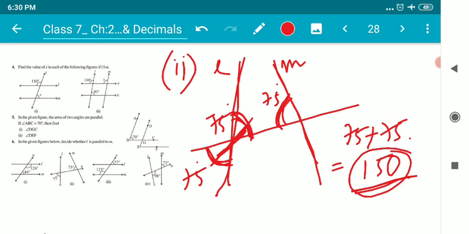That's all. I hope, children, it is clear to everybody. This is how we have to deal with such properties of parallel lines, the figures of parallel lines. If it is not clear, please let me know. I'll surely try to explain these questions once again.